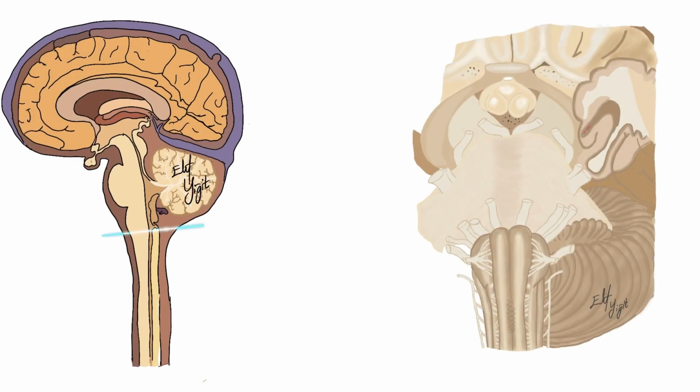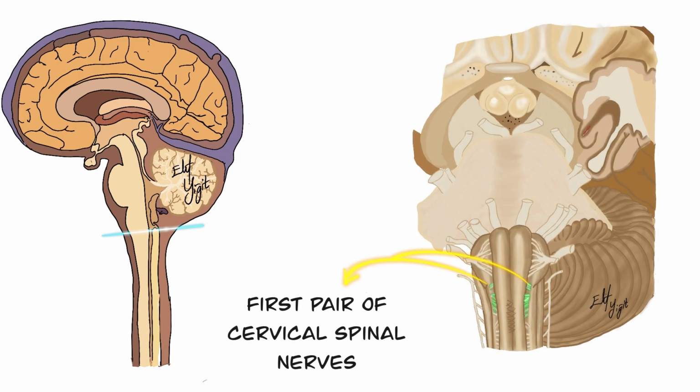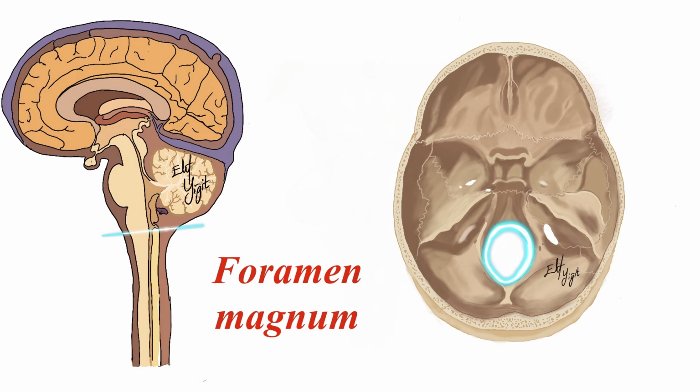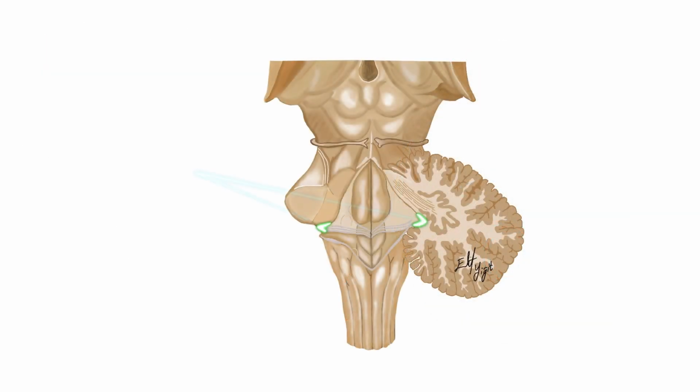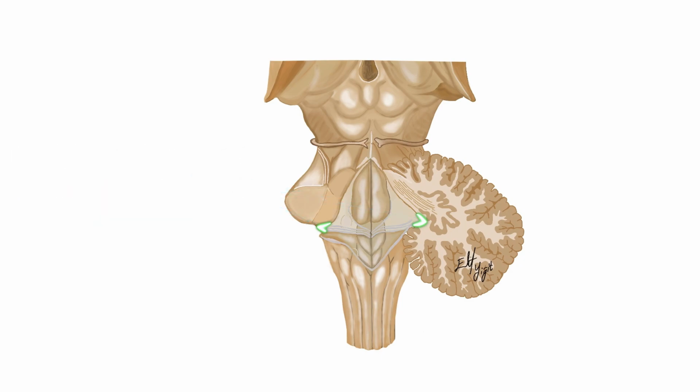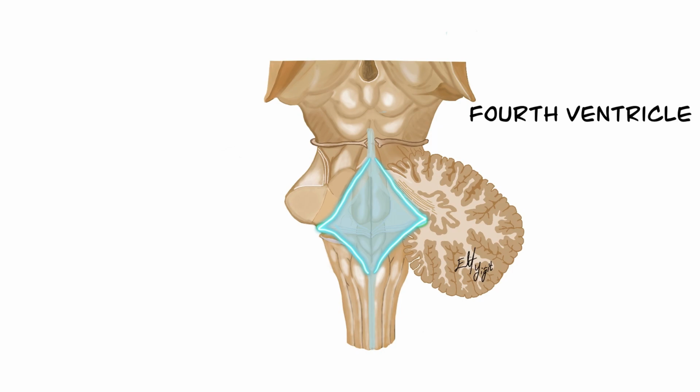Inferior margin, on the other hand, is marked by the first pair of cervical spinal nerves. This is at the level of foramen magnum. Posteriorly, there is an important neighborhood: the lateral recess, also known as recessus lateralis in Latin, located on the lateral walls of fourth ventricle from the posterior side. Fourth ventricle is also known as ventriculus quartus in Latin.